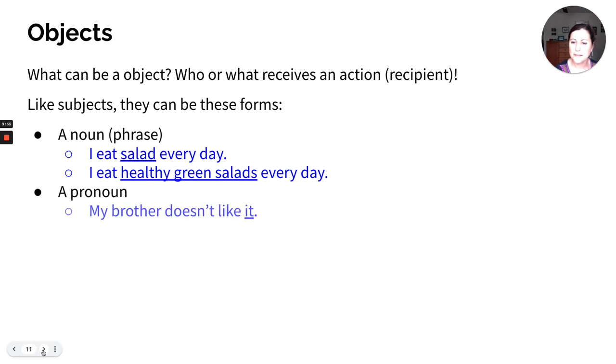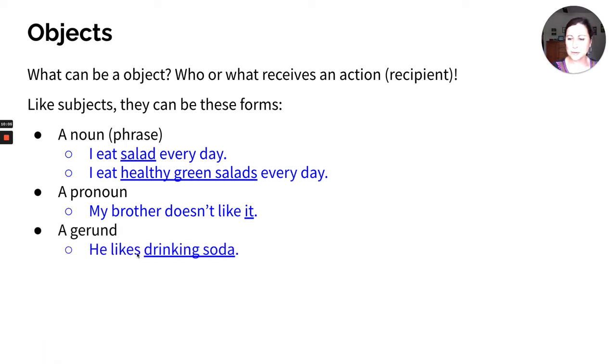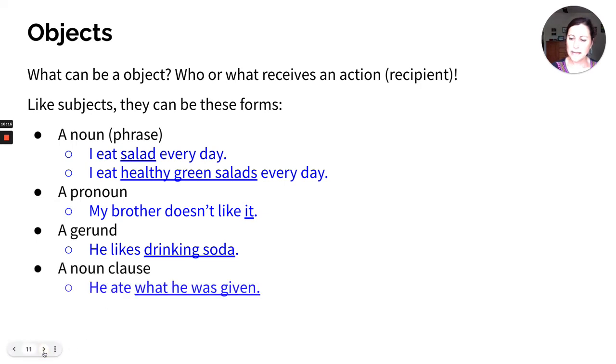It can be a pronoun. My brother doesn't like it, maybe referring to the salad. So it's going after the verb. It can be a gerund. He likes drinking soda. So likes is my verb, and this is the action, the activity. This is called a gerund as an object. And you can also have noun clauses. He ate what he was given. This is the object.